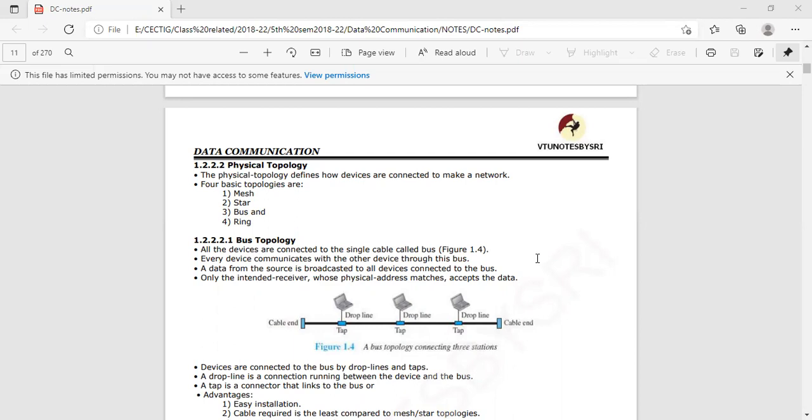So what are these things? What is mesh, what is star, what is bus, what is ring? Coming to the first, this is a bus topology. First, see this particular diagram. What is actually happening is that a single dedicated line, we can say a wire, a cable, is there, and three devices are connected to that particular line. So three devices are tapped into this particular line.